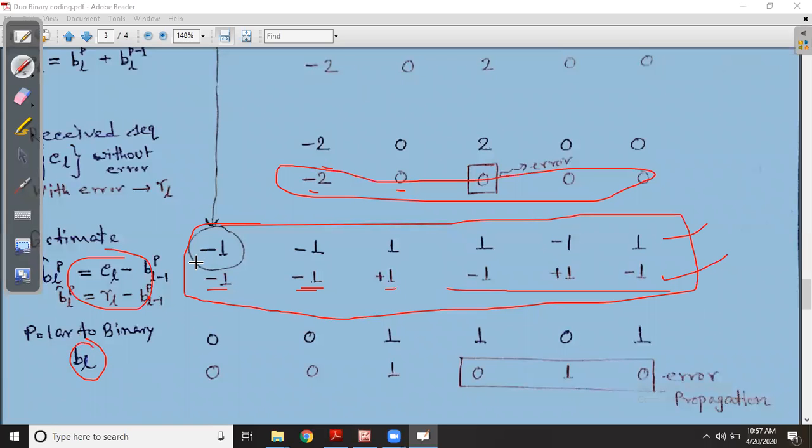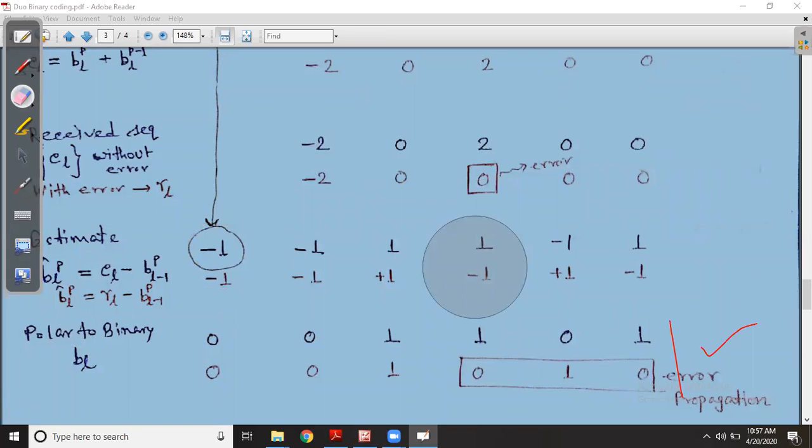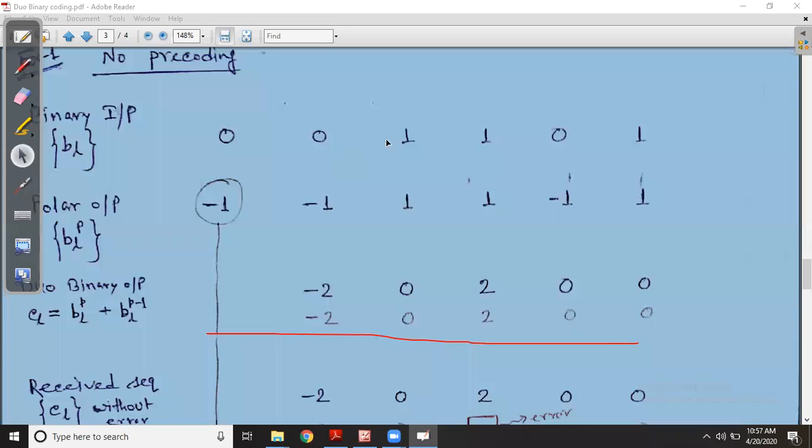So this minus 1 is nothing but 0. Minus 1 will be 0. 1 will be digit 1. This is voltage, these are digits. So what we have seen here, if there is no error, the same thing we are receiving, that is 0 1 1 0 1 0 1 1 0 1, which was transmitted.